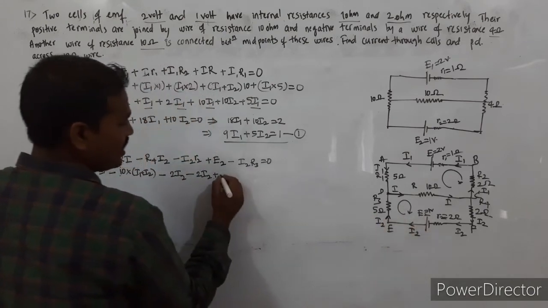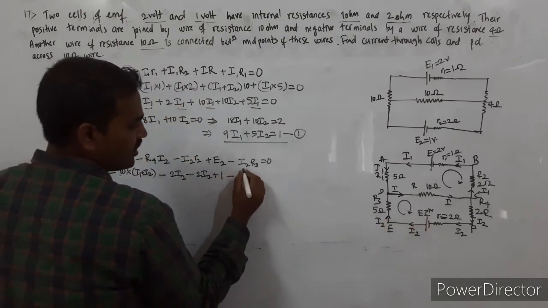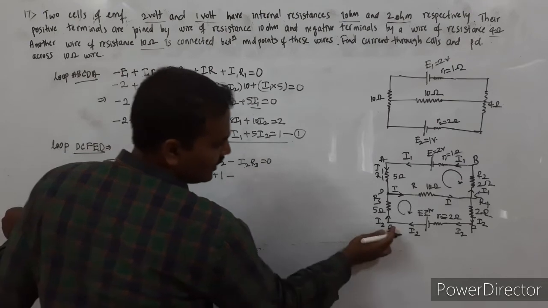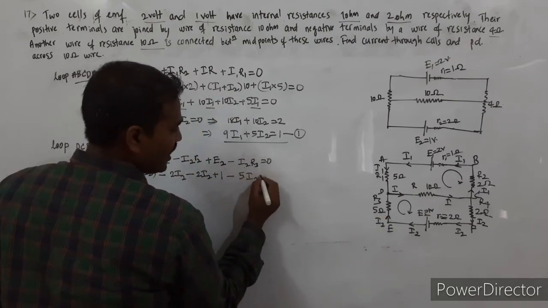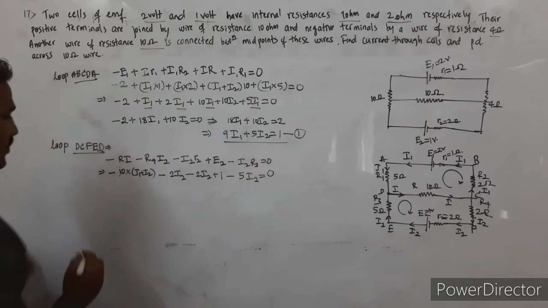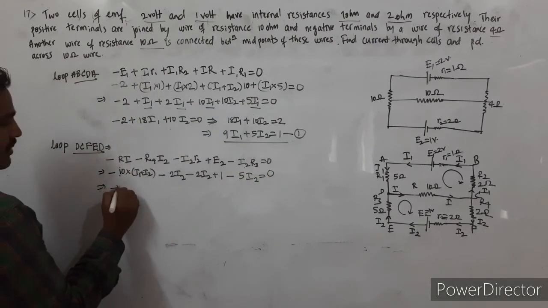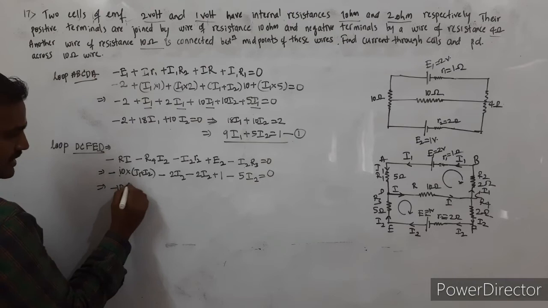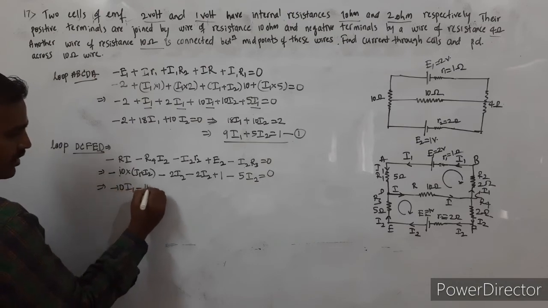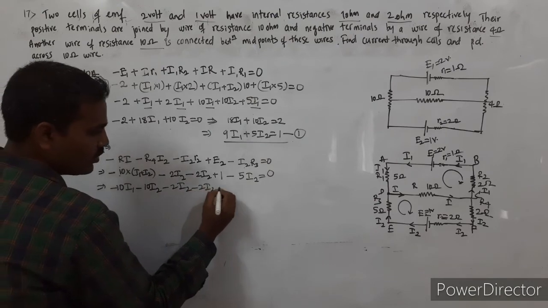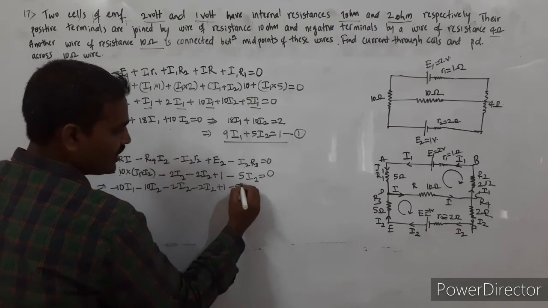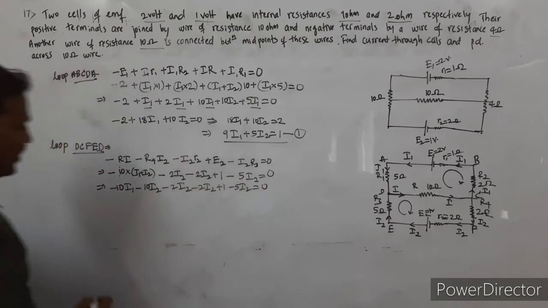That is equal to 1 volt plus 1, I will write minus of, I don't know, I2 value. R3 is how much? 5 ohm. So I write it as a minus of 5 into I2 is equal to 0. Okay, simplify this. Minus 10 I1 minus of 10 I2 minus 2 I2 minus 2 I2 plus 1 minus 5 I2 is equal to what? 0. Okay.